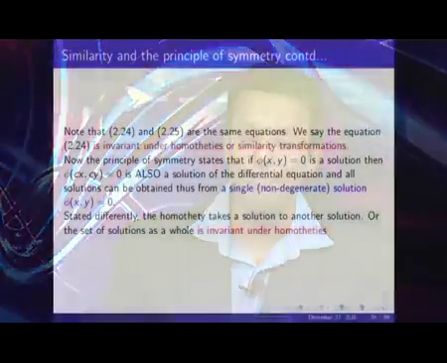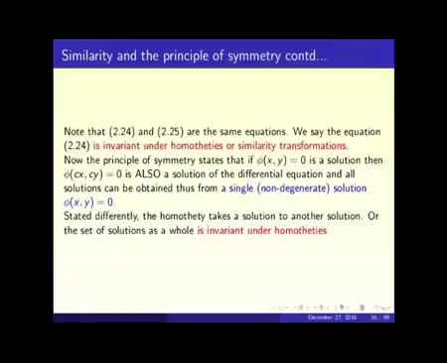So the principle of symmetry says that if phi of xy equal to 0 is a solution, then phi of cx comma cy equal to 0 is also a solution, and all solutions can be obtained from a single solution provided you choose a generic choice of solution. Stated differently, homotheity takes a solution to a solution, or the set of solutions is invariant under homotheities.